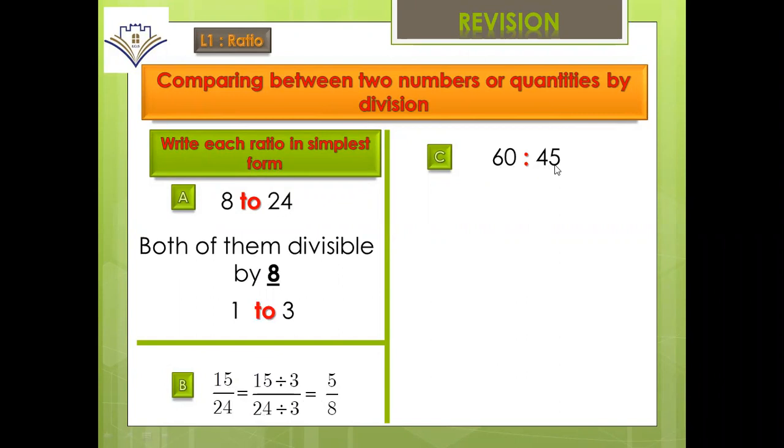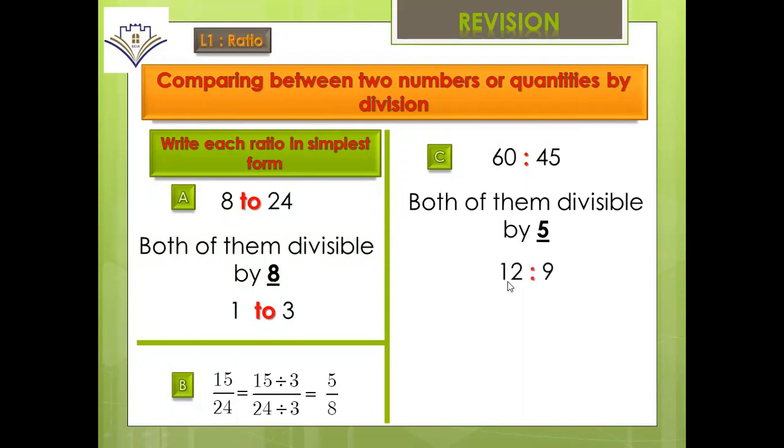Letter C. 60 to 45. Both of them are divisible by what? 5. Why? Because here 0 is divisible by 5, and here 5 is divisible by 5. Then 60 divided by 5 equals 12, and 45 divided by 5 equals 9. 12 to 9, is it the simplest form? No, it's not the simplest form. Then we can simplify more. Both of them are divisible by 3. Then 12 divided by 3 equals 4, and 9 divided by 3 equals 3. Then 4 to 3 is the simplest form.